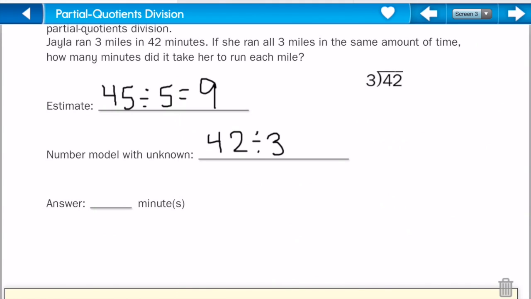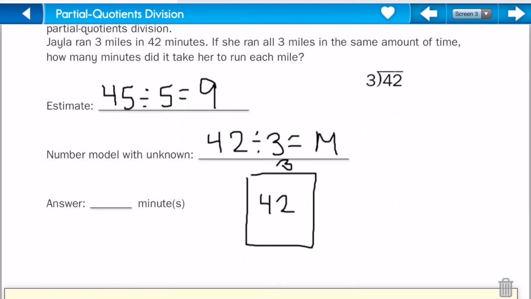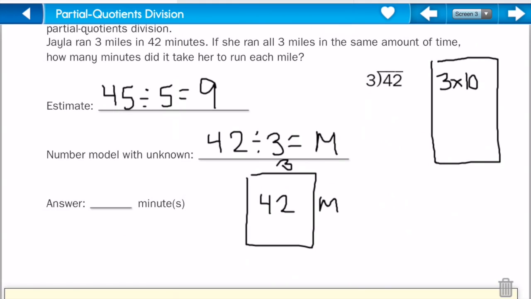All right. So our number model to set up the unknown is going to be 42 divided by 3 equals, let's put M for miles, okay? So I'm going to set up my box to help me understand. 42 goes on the inside, and 3 goes up top, and M goes on this side. So let's draw a box to set this up. I always like to start with tens. So let's see what 3 times 10 equals for my first one.